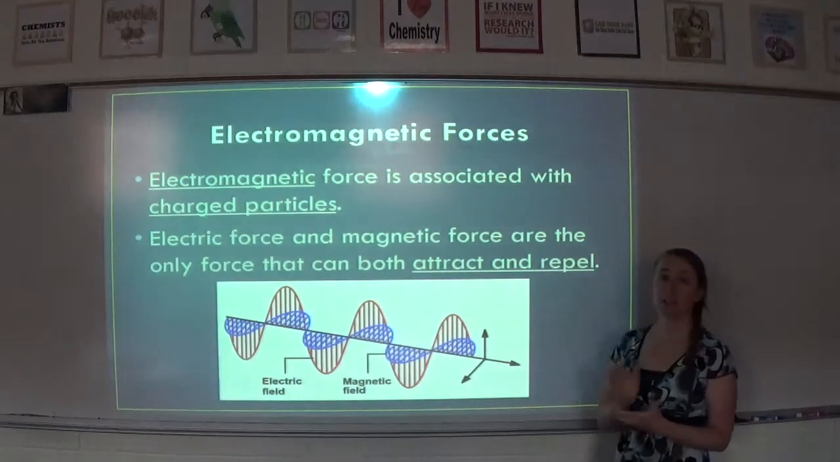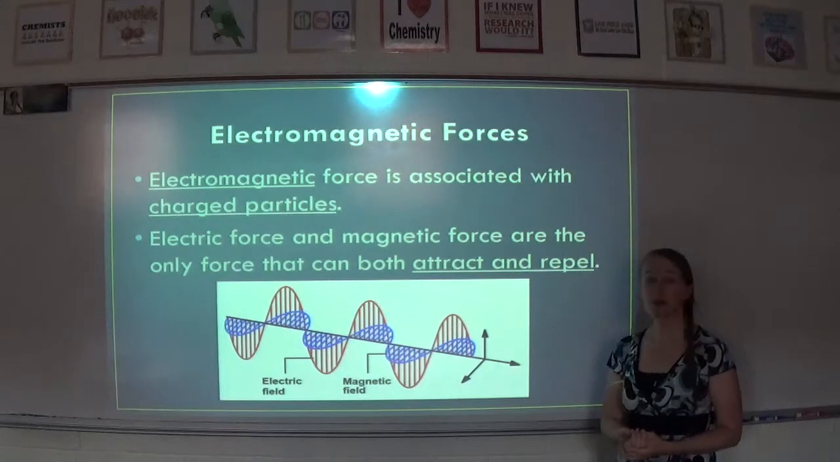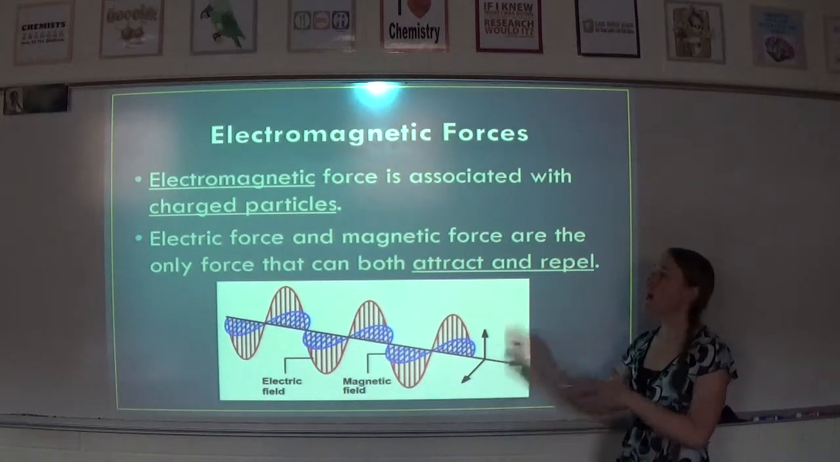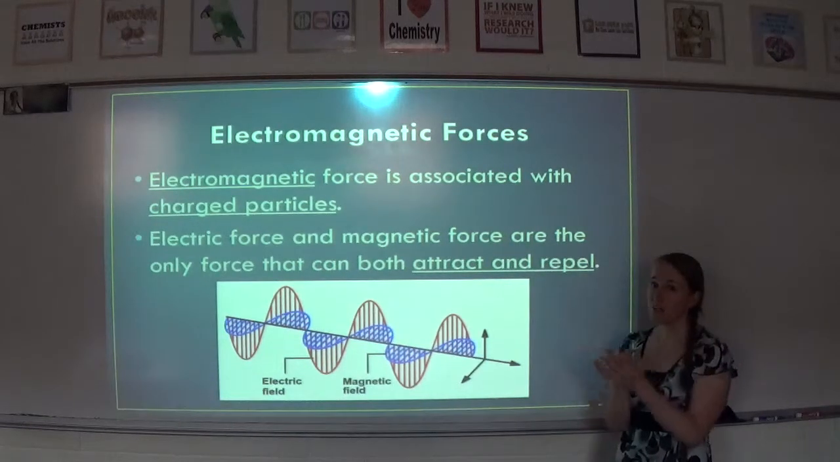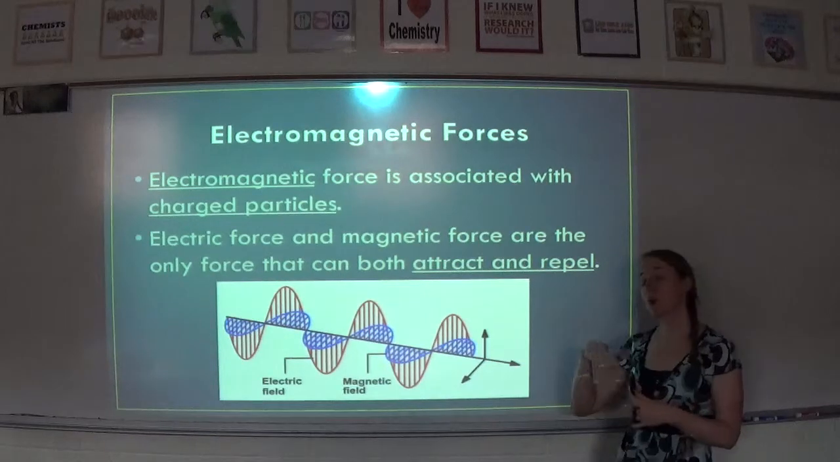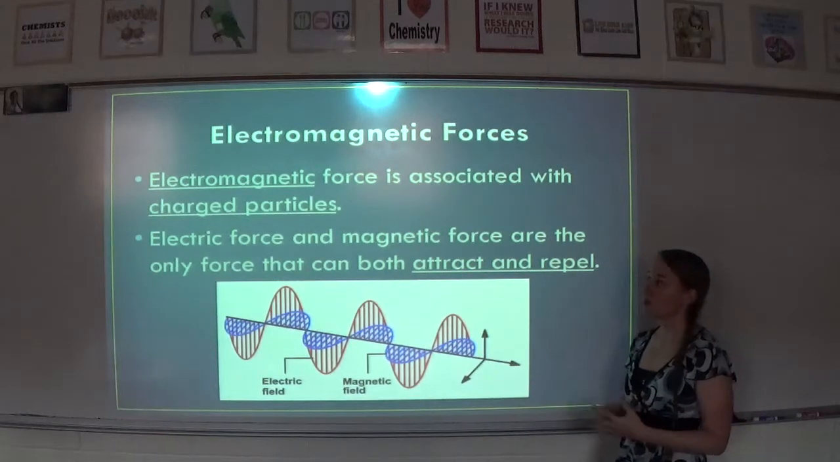So, let's talk about electromagnetic forces first. Electromagnetic force is associated with charged particles. So, after you take physical science, if you move on to chemistry, that is where we base a lot of our chemical knowledge, from those charged particles. Actually, we'll also discuss it more in the second semester of this class too.